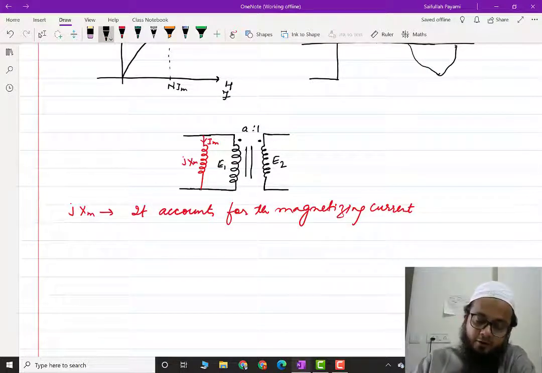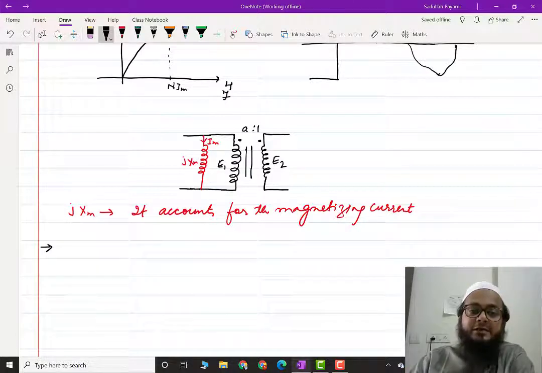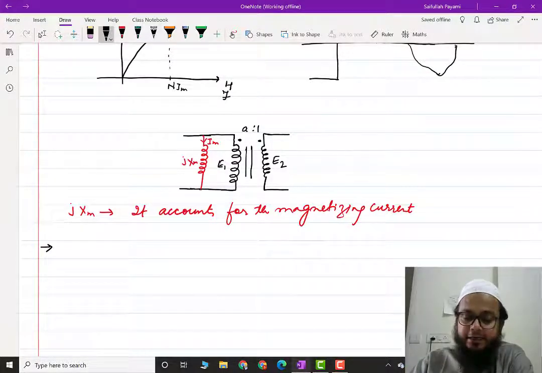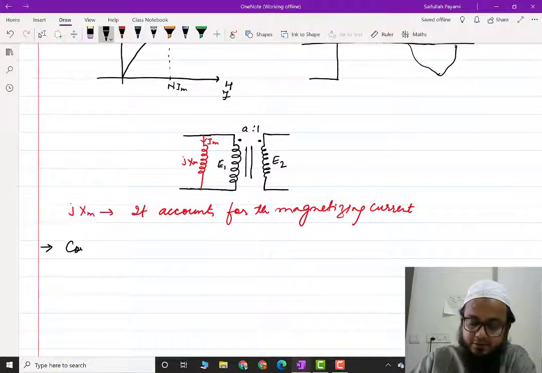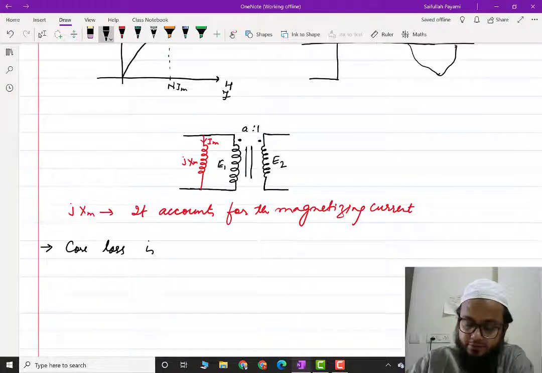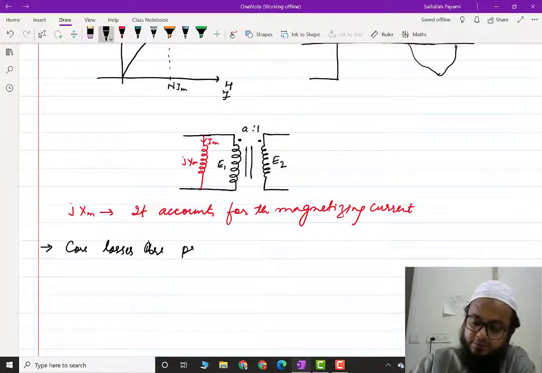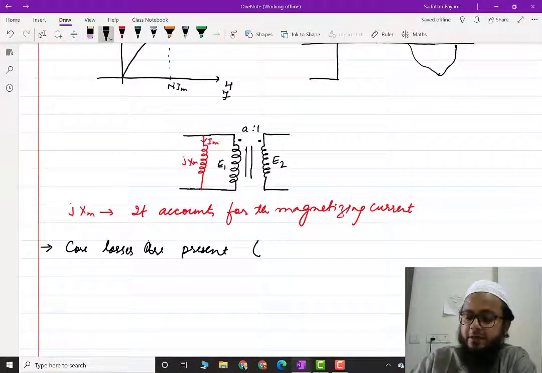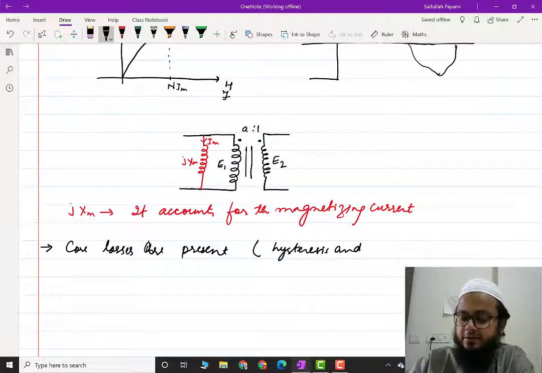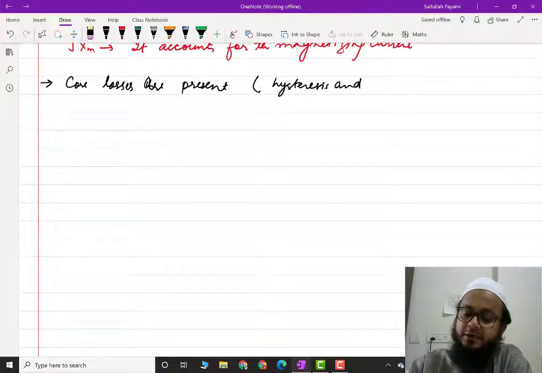Okay, now the second condition was that core losses are not there, that means hysteresis and eddy current losses are not there. But now I'm saying that the core losses are present. That means hysteresis and eddy current losses are there.